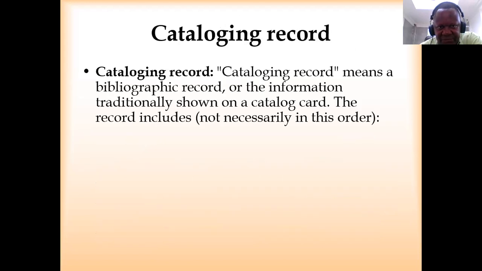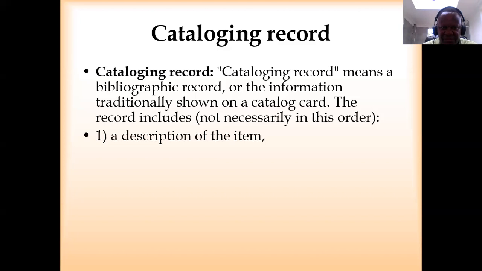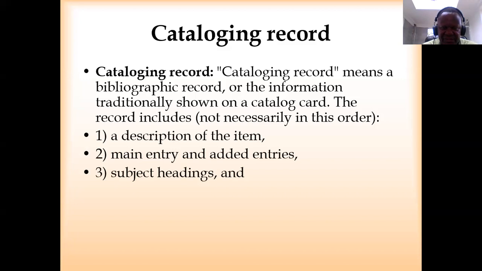Cataloging records means a bibliographic record, and by bibliographic record, those are the details of who the author is, year of publication, place of publication, all those elements that we use to describe a document constitute what we refer to as a bibliographic record. And those elements would include description of the item, and then main entry and added entries, subject headings.